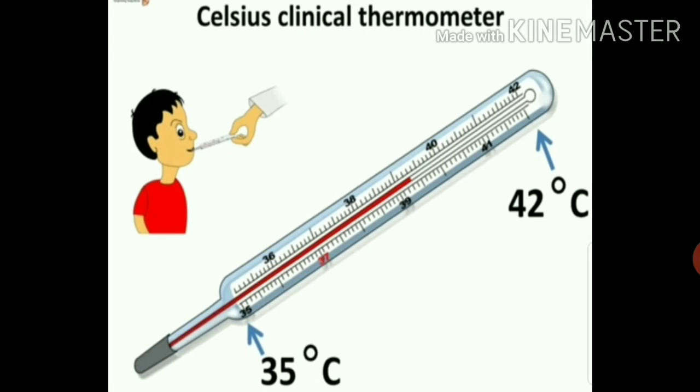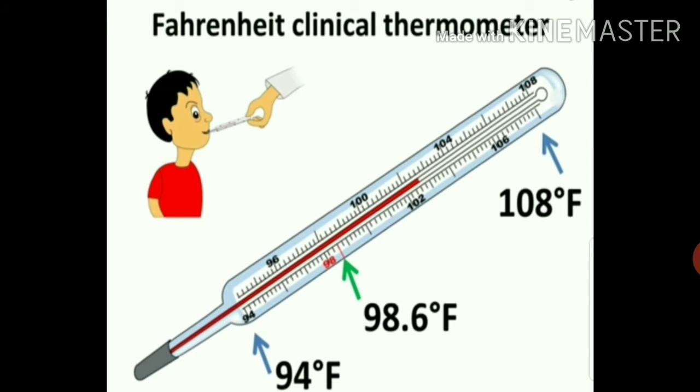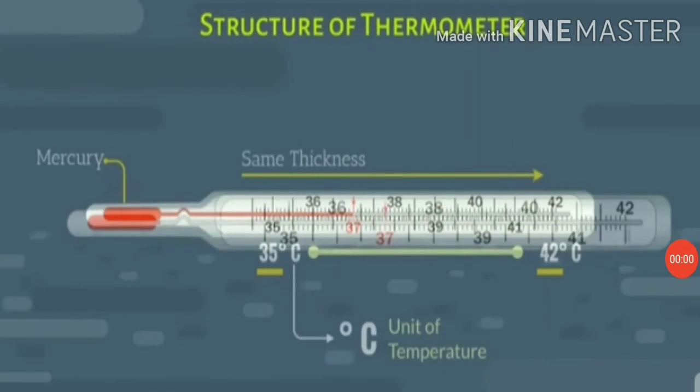So students, let's see the picture. This is a Celsius clinical thermometer. On the Celsius clinical thermometer, the temperature ranges between 35 degrees Celsius and 42 degrees Celsius. And on the Fahrenheit clinical thermometer, the temperature ranges between 94 degrees Fahrenheit and 108 degrees Fahrenheit.